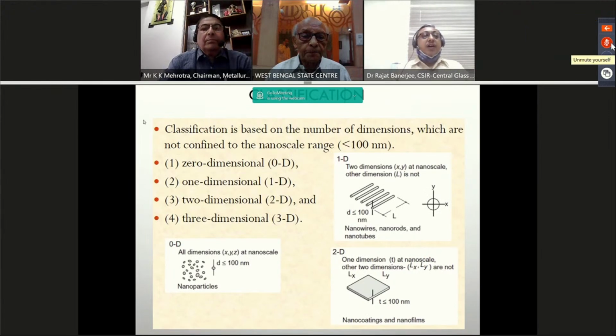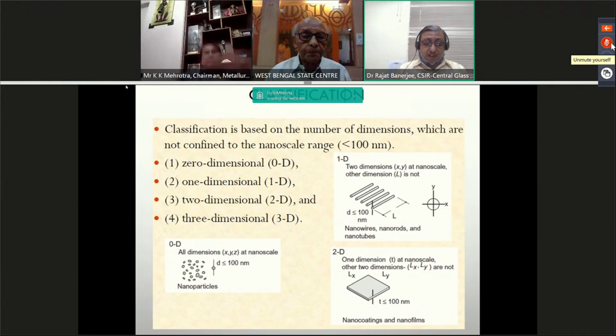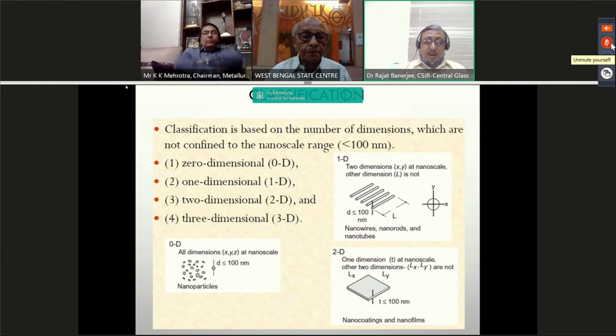So the classification is based on the number of dimensions which are not confined to the nanoscale range. When I am talking about 0 dimension, it means all dimensions, X, Y, Z, are in the nanoscale. Everything which we see, we can see, but there are certain things which we cannot see. That doesn't mean that thing has no dimension, like a virus, which we cannot see but which has a dimension. Those types of things we call 0 dimension, that is, in the XYZ scale the dimensions are in the nanoscale.